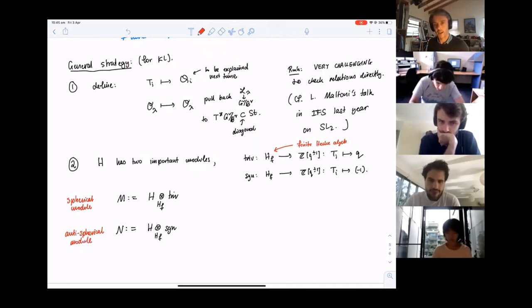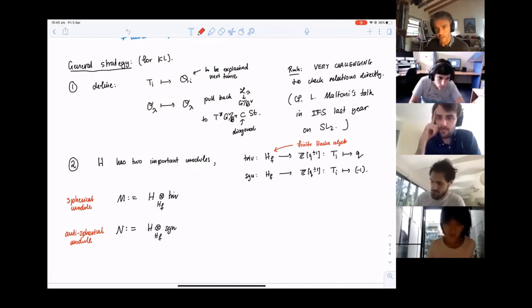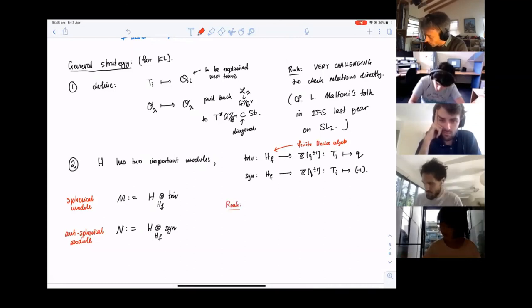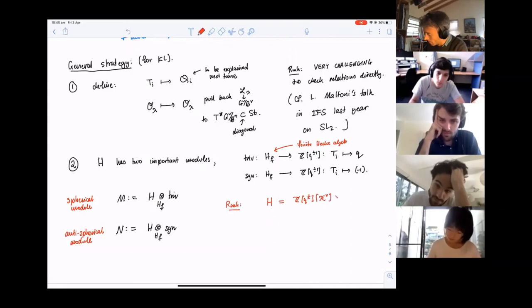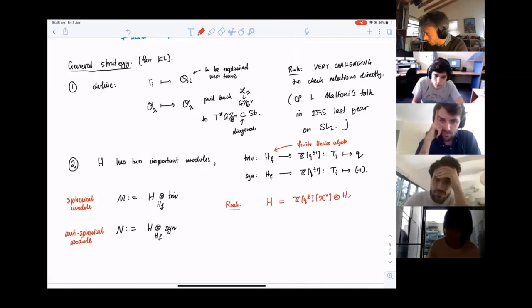So this language, spherical and anti-spherical module, as I understand it, comes from the representation theory of p-adic groups, where these guys first showed up. And note that we have the Bernstein presentation, which tells us that as vector spaces, this is a tensor product, plus or minus one, tensored with H_F.